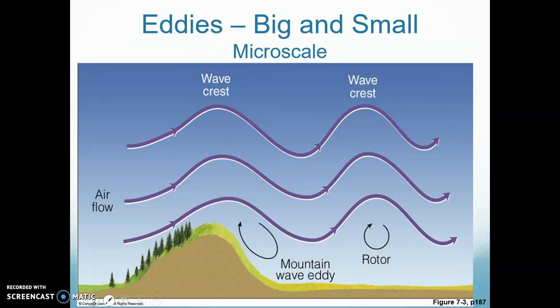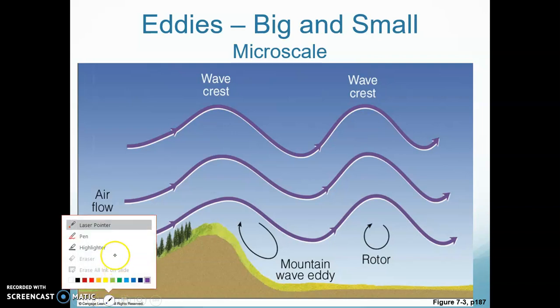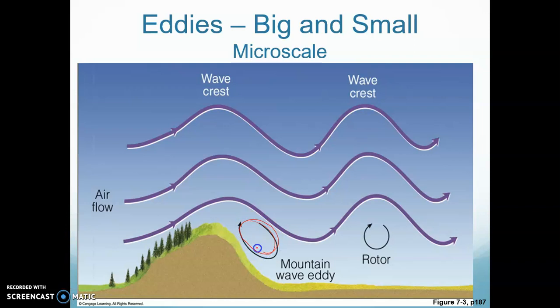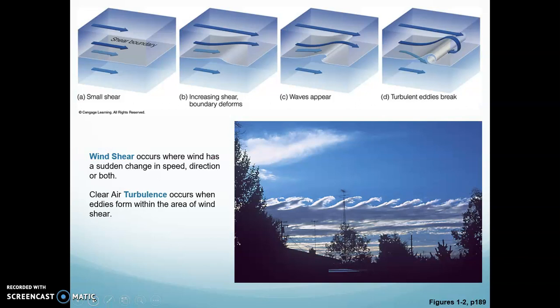Now, here's an important point that we need to talk about, especially when we talk about microscale meteorology. We're talking about eddies. An eddy is a circulation that forms as a result of something we call wind shear. Let me explain this a little bit more. Wind shear occurs when wind has a sudden change in speed, direction, or both. So for example, take the figure at the top. You have two layers of air. One has a certain wind speed, but the layer above it has an even faster wind speed.